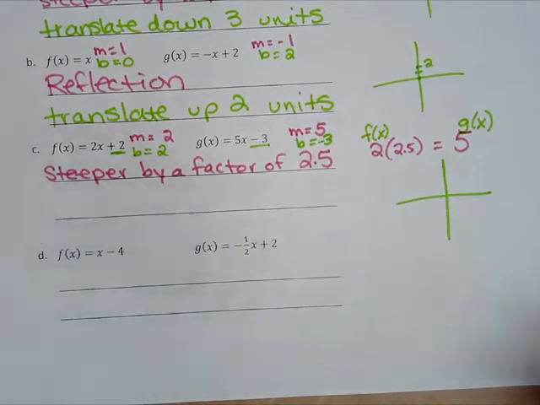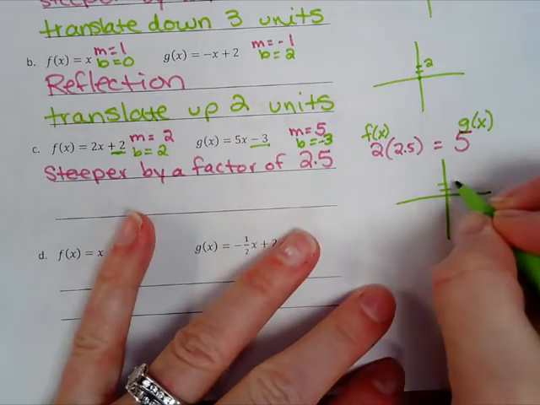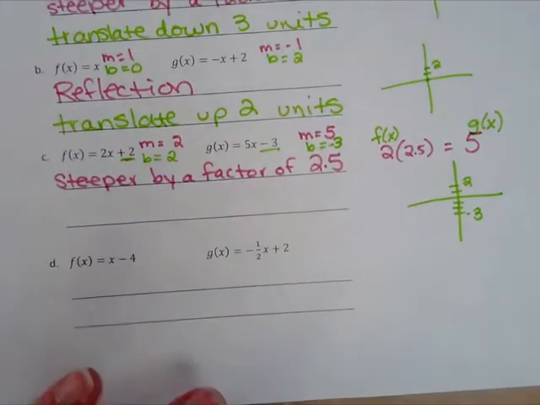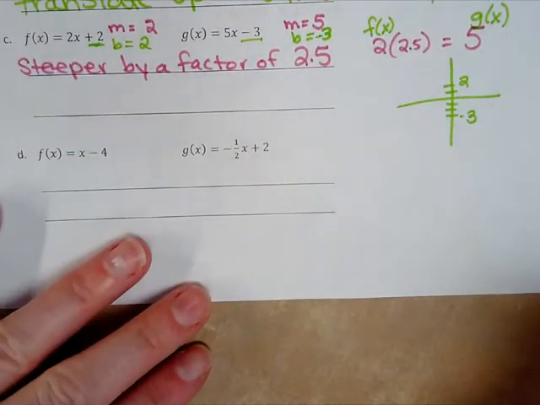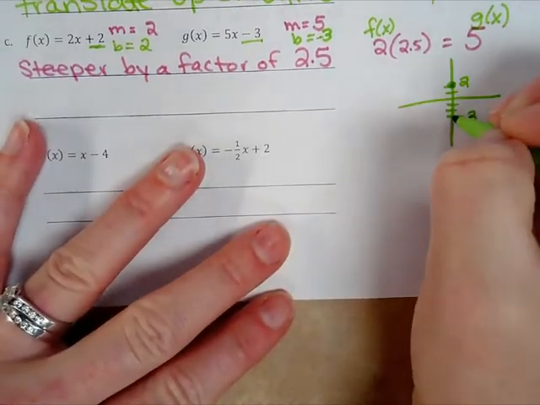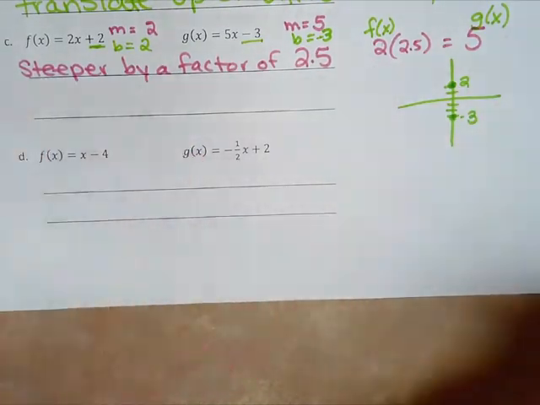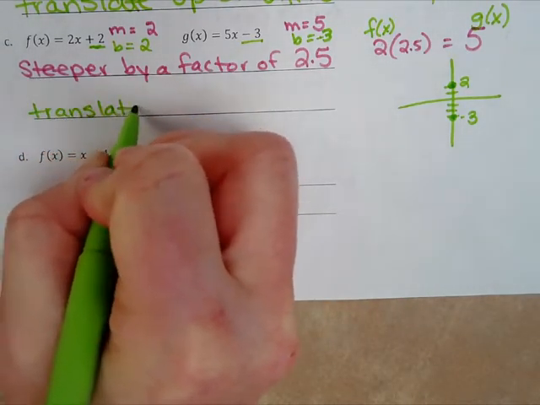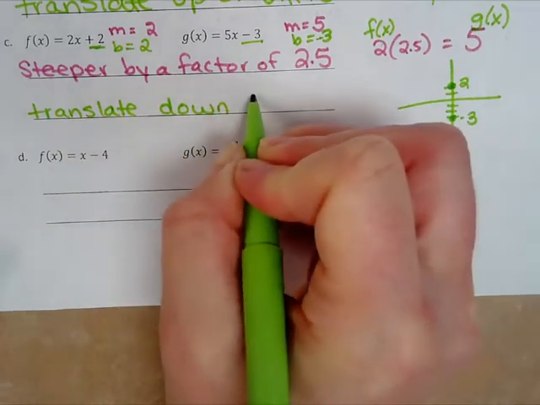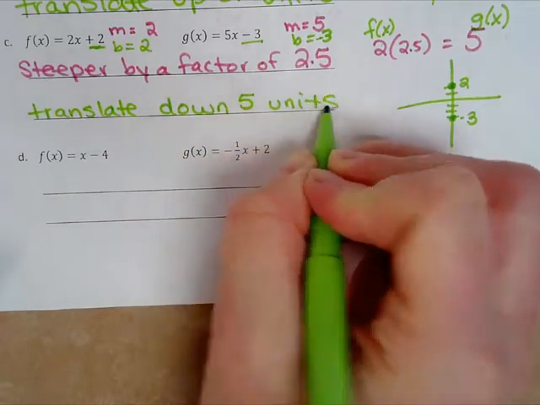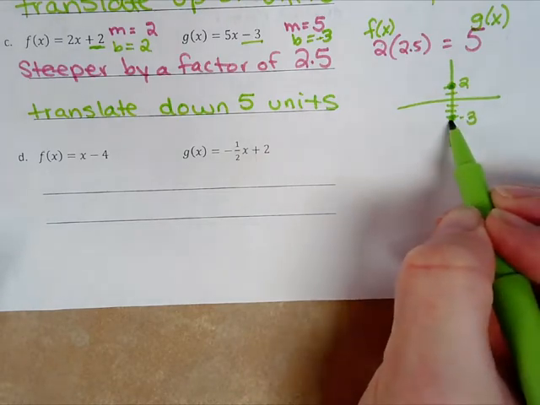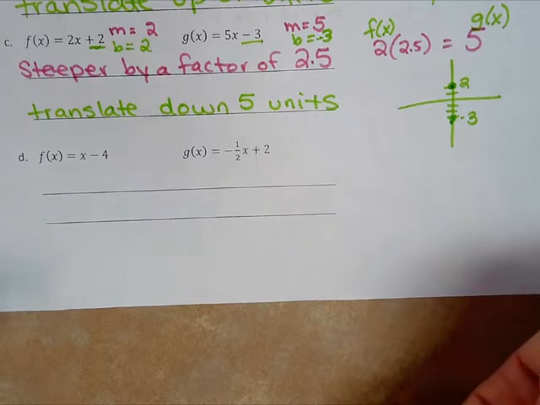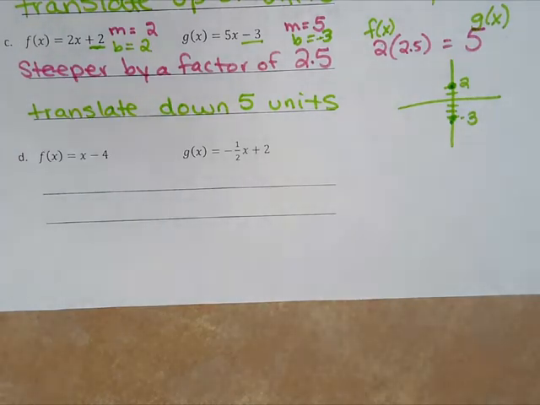So translate means you're moving it up or down. So starting at 2 versus the g of x starting at -3. So I kind of made a little graph to illustrate that. So it's starting at 2 versus starting at -3. So you count down through 5 units, right? Yes. So translate down 5 units. And that came from going from 2 to -3. So you're just counting how many places. Counting your y-intercept. How far apart are your two y-intercepts? Exactly.